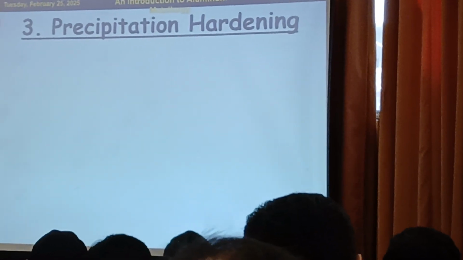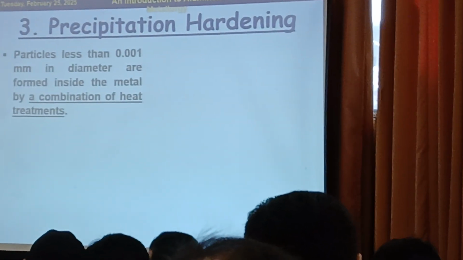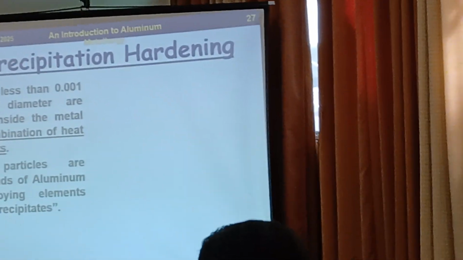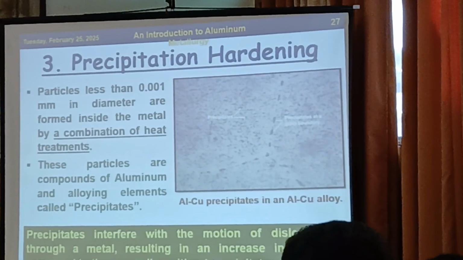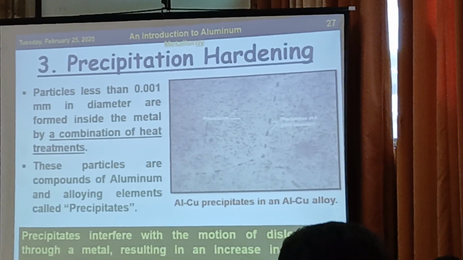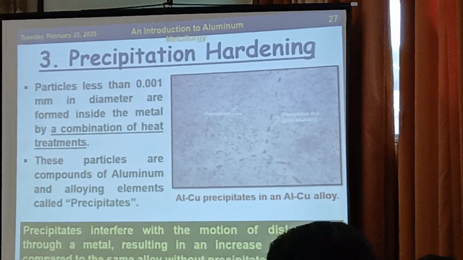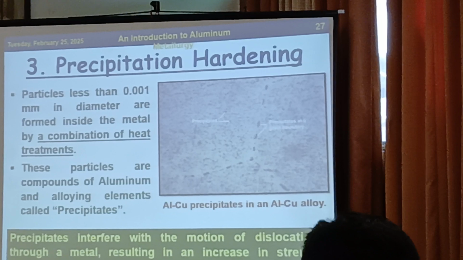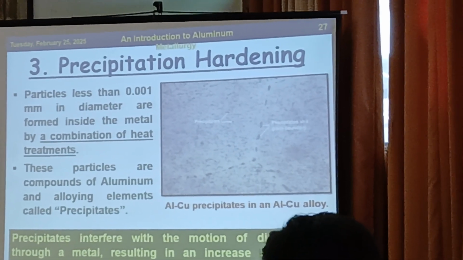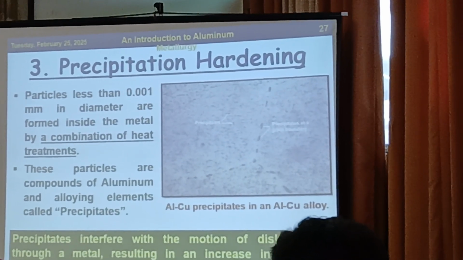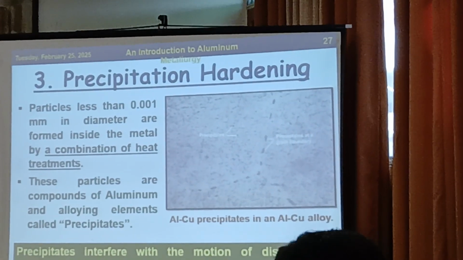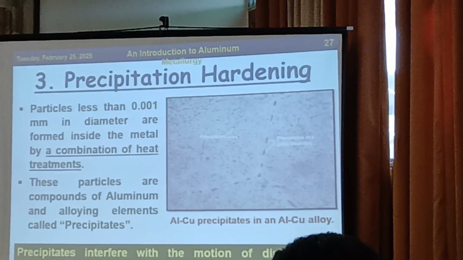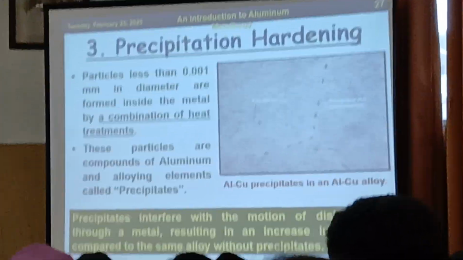Then the third is precipitation hardening, already described in great detail. Particles of micron size and submicron size are produced and well distributed all around the matrix through a series or combination of heat treatments. These heat treatments, particularly in aluminum copper alloy, produce precipitates, and dislocations are hindered, and thereby the strength is increased.